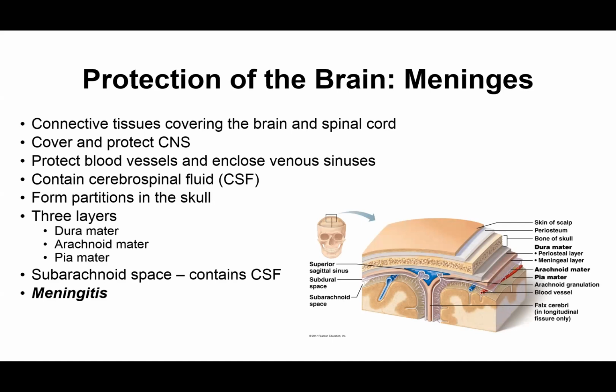And there are 3 layers of the meninges. We have the dura mater, the arachnoid mater, and the pia mater. Starting from the outside, we're going to say that this is the skin, where we're going to have our hair growing on the scalp. So here's the skin, and then we're going to have periosteum, and then the skull bone. Just below the skull bone, we're going to have the dura mater. These are both dura mater.